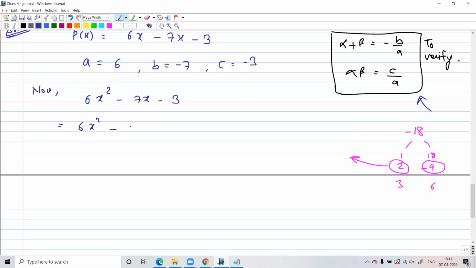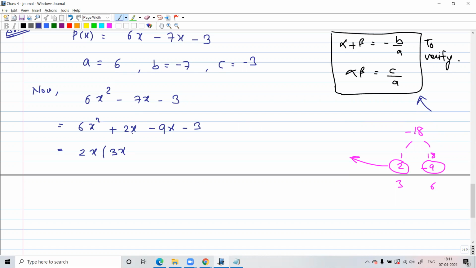6x squared minus 9x plus 2x minus 3. So -9 and +2 becomes -7, so we didn't change anything, we have just split up the -7x as 2x and -9x. Okay, so this is something you should know from your previous class, but if anybody needs help with factorization or splitting the middle term, you can ask me later, I will help you separately with this. Okay, yeah, so let's take the common: 2x is common here.